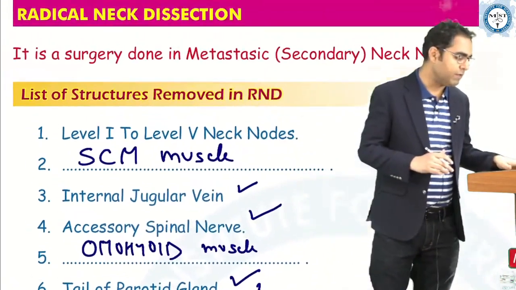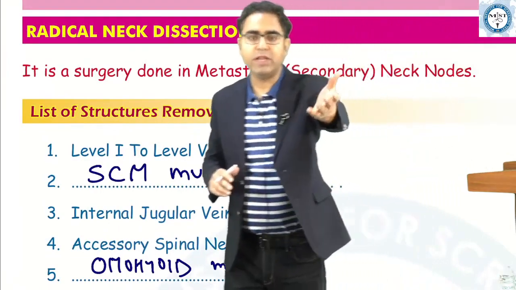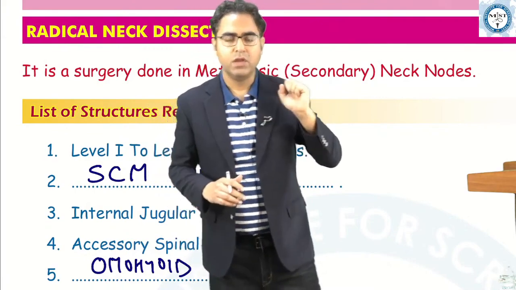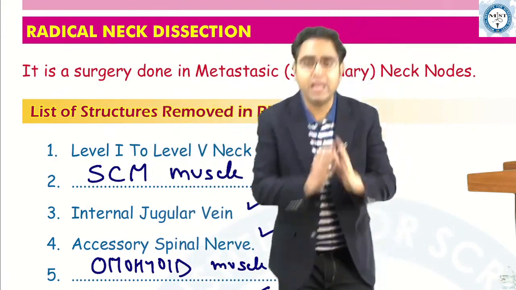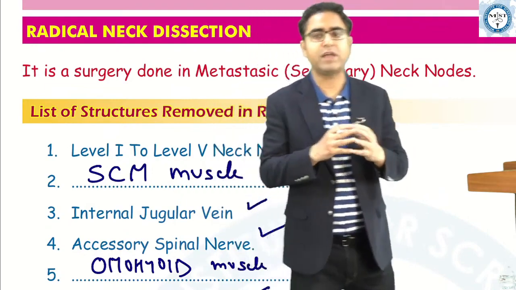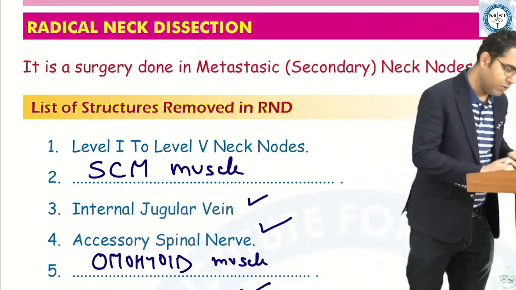What is RND surgery, beta? RND surgery, radical neck dissection surgery. Everybody, what is the indication? This is done for metastatic or secondary neck nodes. We are removing a lot of structures of the neck so that we clear the neck radically. We do not leave a single cancer cell in the neck. For that, we sacrifice a lot of structures, beta. Number 1, level 1 to level 5 neck nodes.